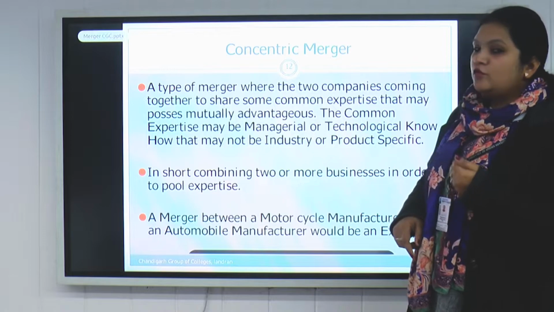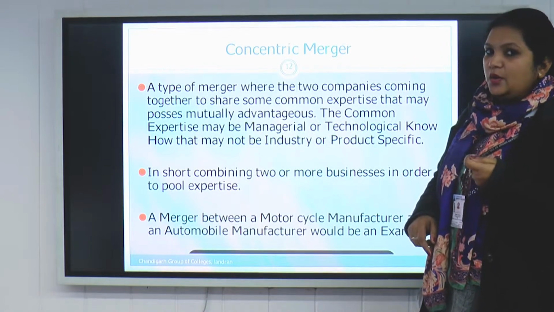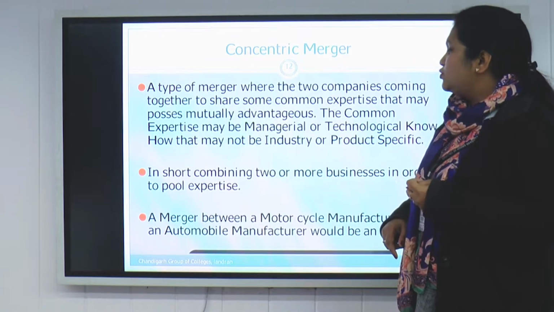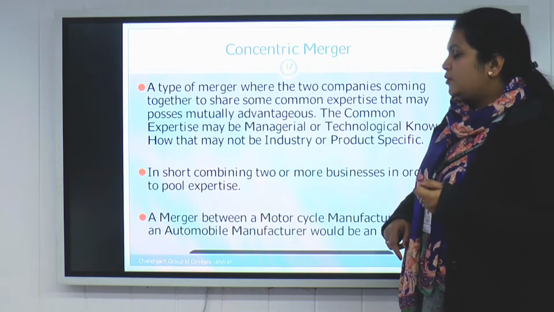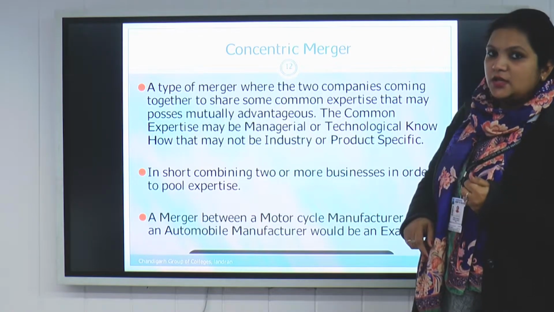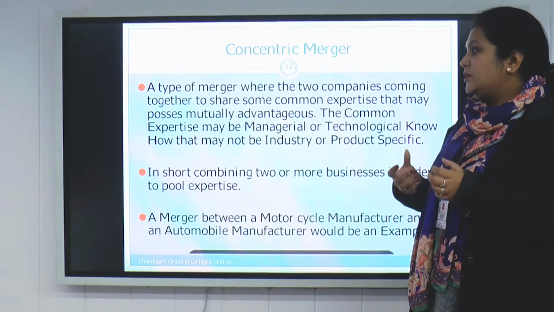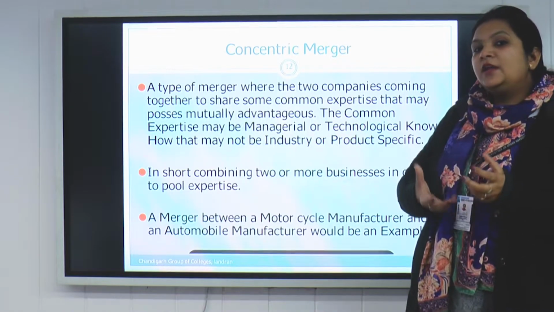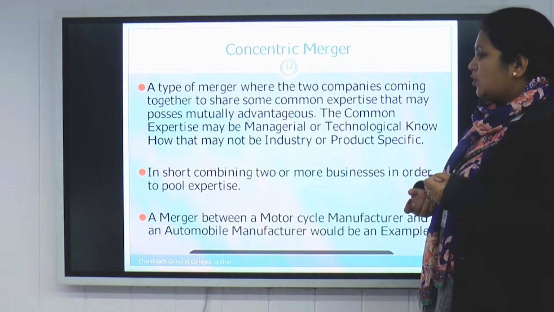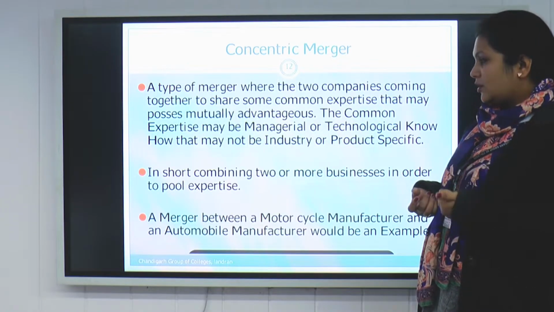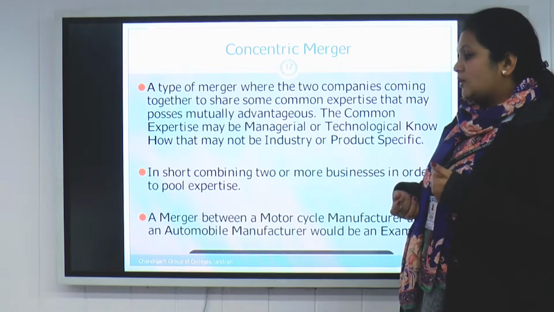And the fourth and last type of merger is the concentric merger. This is a type of merger where two companies come together to share some common expertise that may prove mutually advantageous. Why do they enter into a merger? Because they want to earn an advantage or benefit out of those two companies. The common expertise may be managerial or technological know-how that may not be industry or product specific.